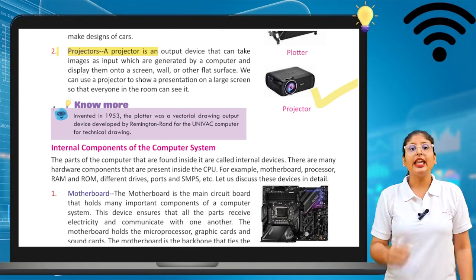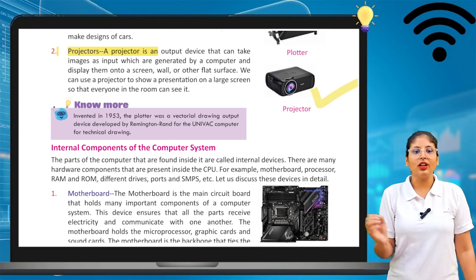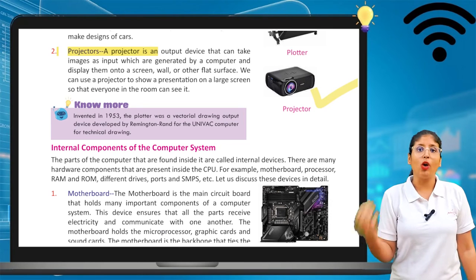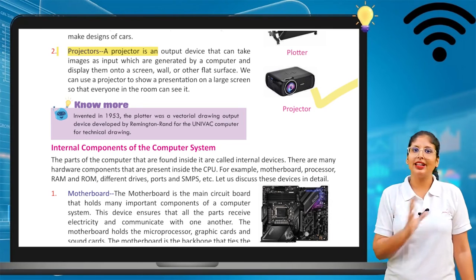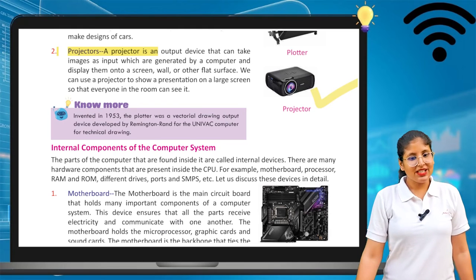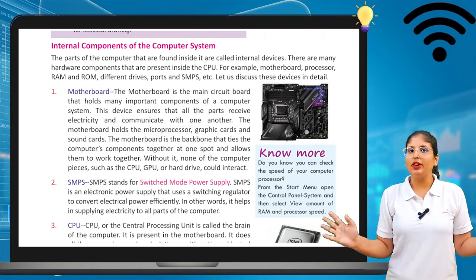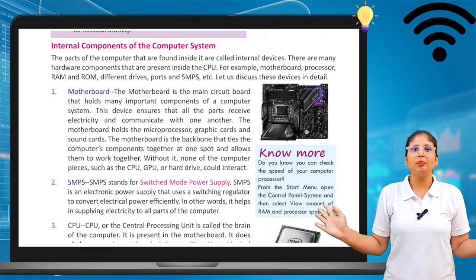Okay, so they give output. So that's why a projector, or we can call it a plotter, is an output device. Okay, so this much is clear. Input and output devices both are clear with their examples.